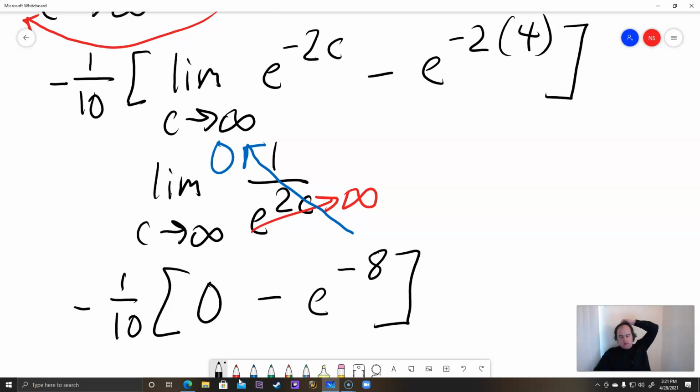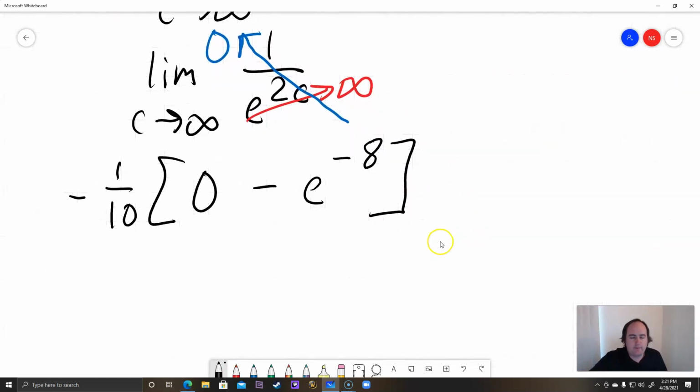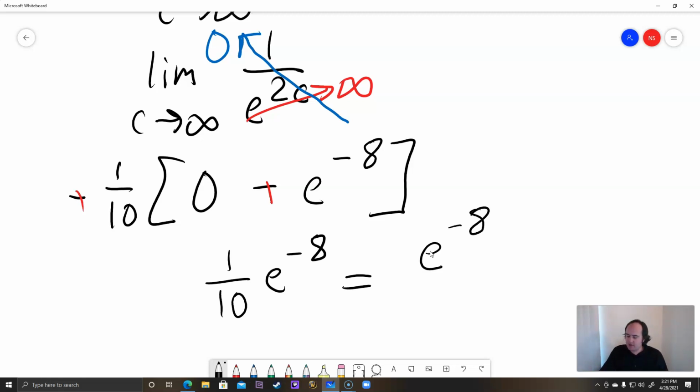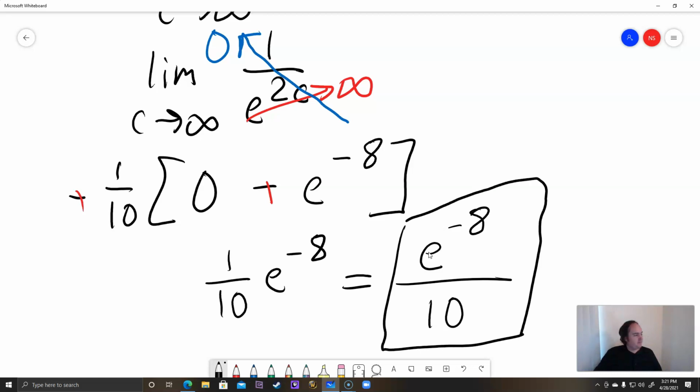Okay, and then we can simplify this a little bit. The minuses are going to cancel out. So if we cross out the minuses, then we're going to have 1 over 10 times e to the negative 8. And the way they write it on my math lab is they write the e to the negative 8 in the numerator, and then the 10 in the denominator. Okay, so the final answer is e to the negative 8 over 10.